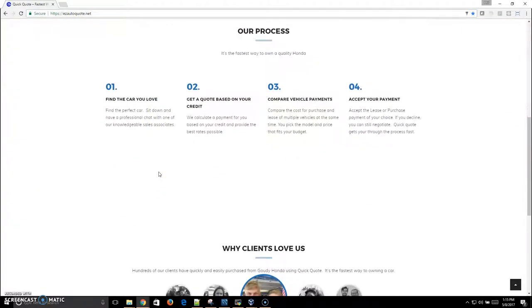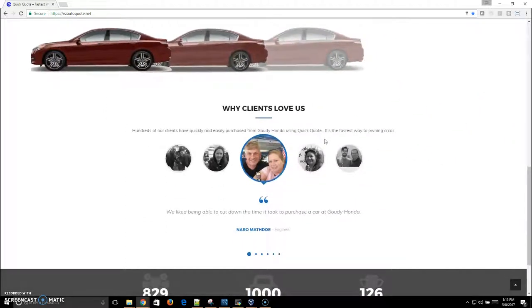The process is simple. One, a customer comes into a dealership and they find a car that they love. They get a quote based on their credit. They get to compare vehicles side by side, and then they can accept the payment. If they accept the payment, great. They've used EZAutoQuote. If they decide not to accept the payment, then they just go through the continued process and negotiation with the dealership.